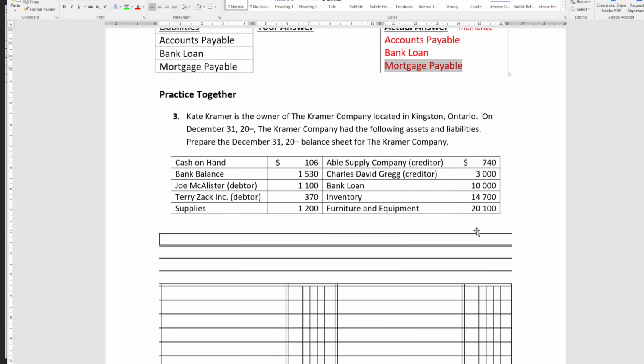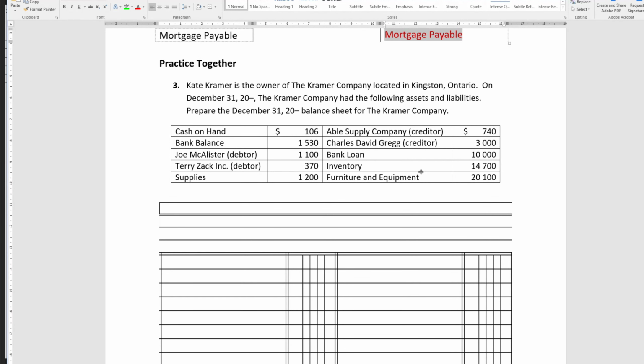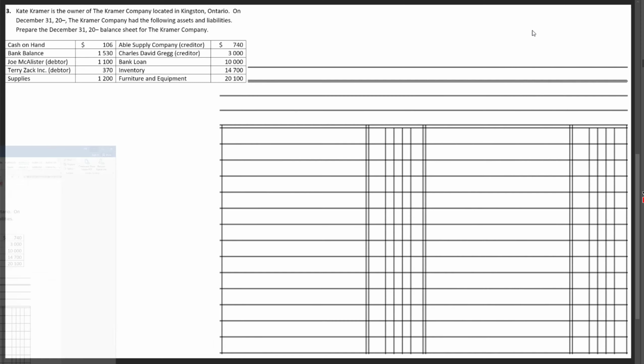Now we're going to try to do a practice balance sheet together. In this case, we have Kate Kramer, the owner of the Kramer Company located in Kingston, Ontario. On December 31, 20-, the Kramer Company had the following assets and liabilities. Prepare the December 31st balance sheet for the Kramer Company.